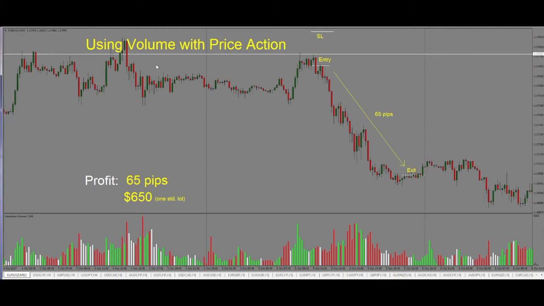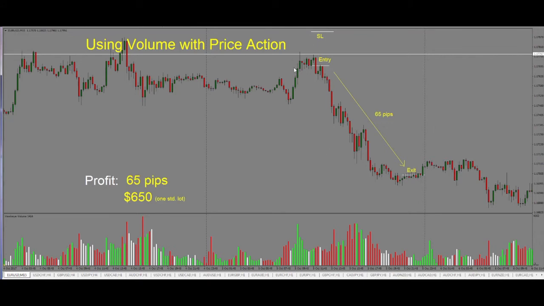So just to recap, I like to use volume with price action. We see here price comes into important support and resistance area, and as the price is moving into that level, we do see an increase in buying volume. But once we hit our resistance level, we start to see a decrease in buying volume. So that's the first indication.